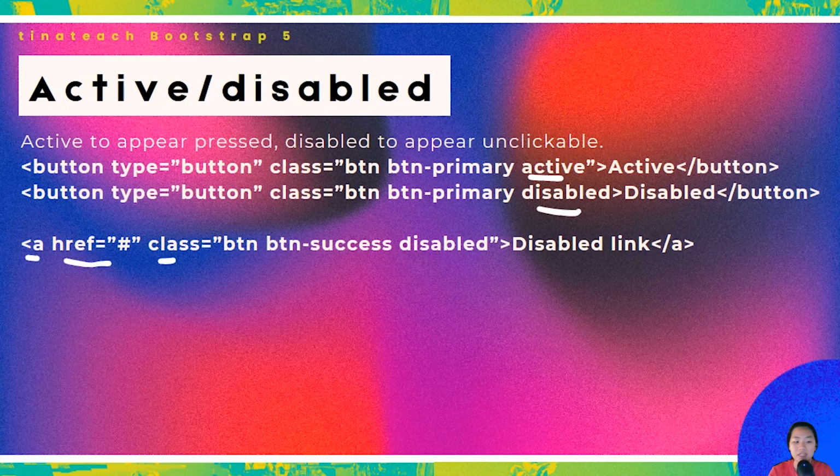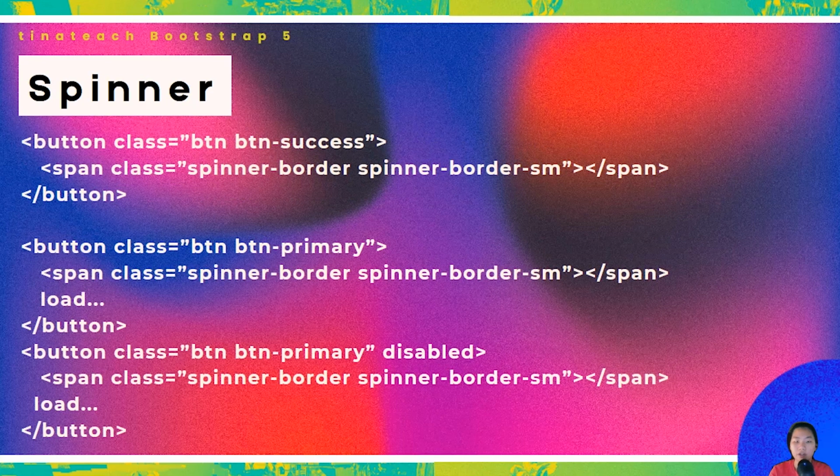Let's move on to the next part, which is spinner. Okay, when you load something, right, there's a spin animation on a button or on your screen. This is exactly that. Button class, button success, so it's green. Span class, spinner border, and then spinner border again, but small this time. Now, this is the basic, this is the default. And if you want a simple spinner, you just go with this code sample over here.